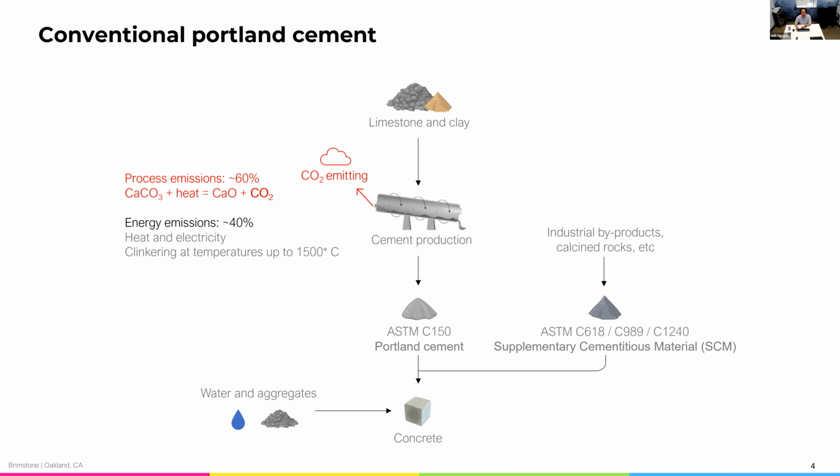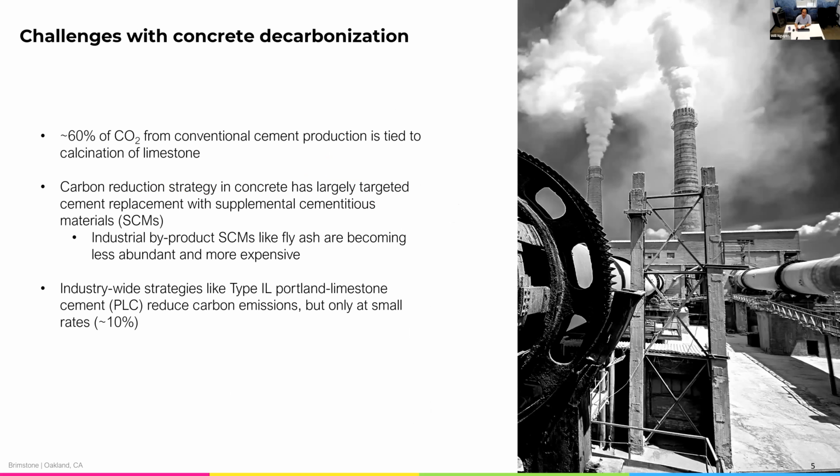There are some challenges with how to approach concrete decarbonization once we think about the things that we can change. First, we have to understand that, again, 60% of the CO2 is actually tied to the calcining of the limestone. And so that is just from the feedstock itself. Largely at the ready mix level, a strategy for reduction of CO2 has often targeted the replacement of cement with different SCMs. Very popular SCMs are fly ash and slag.